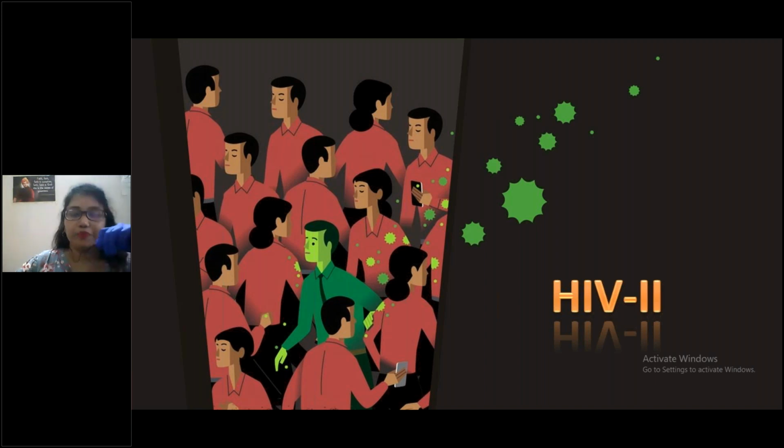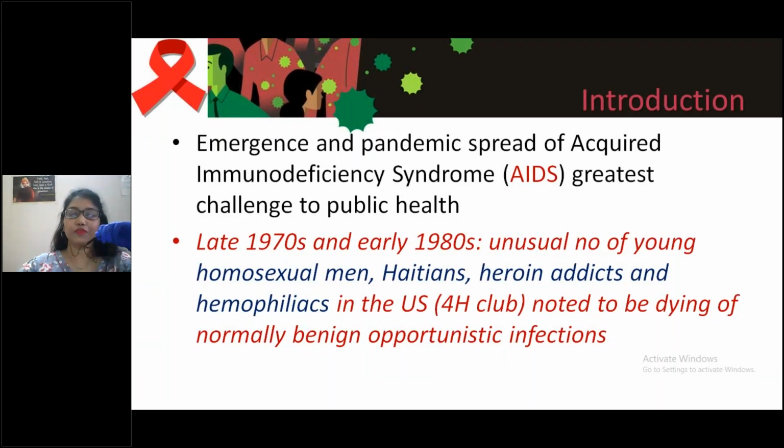Thank you so much. Okay, so today's class is HIV 2, the basic things which we have learned before. We'll have a quick recap of that, and then we'll move on to the lab diagnosis. So basically, there has been an emergence and pandemic spread of acquired immunodeficiency syndrome, and this has been the greatest challenge to public health until COVID-19 came, that is.